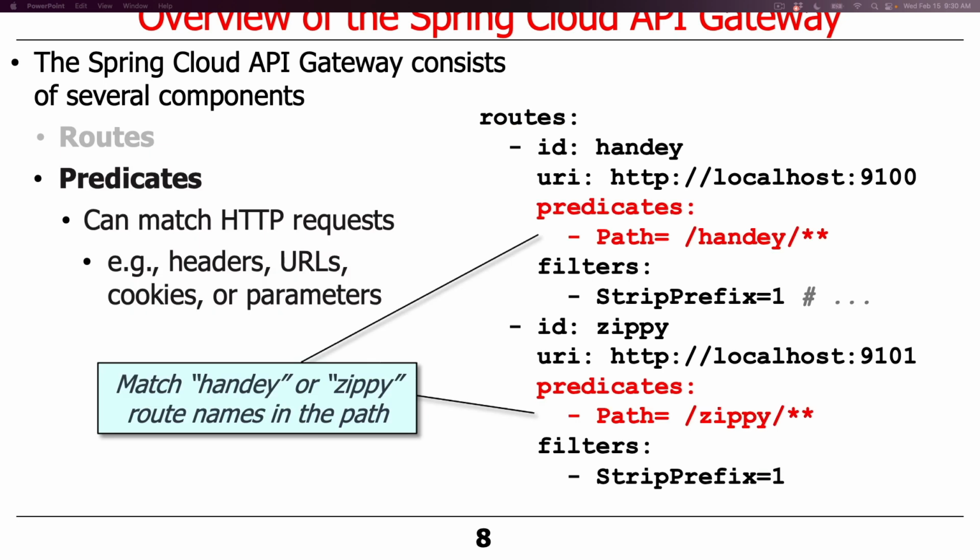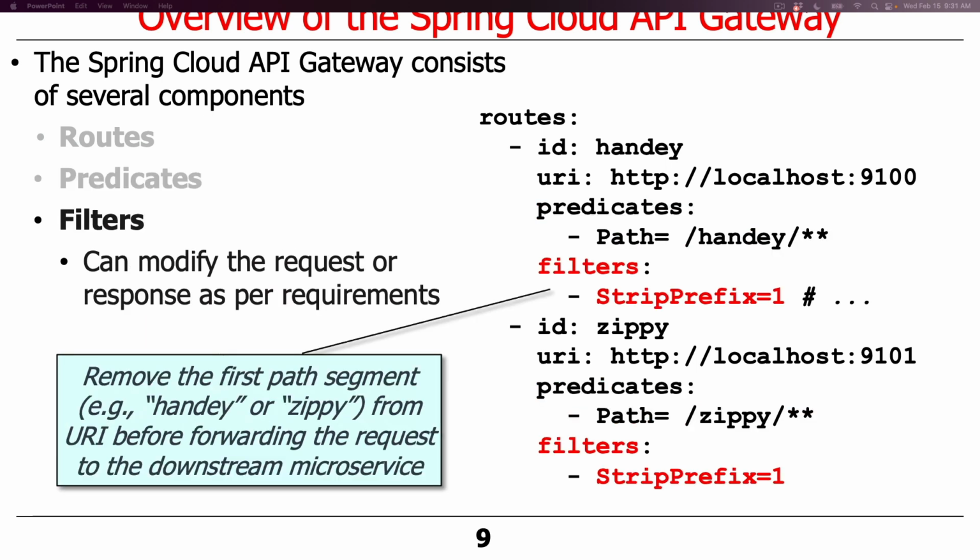Predicates are used to match the incoming HTTP requests. You can match all kinds of different things. In this case, we're just matching on the path portion of the URL. So this will match handy or zippy route names in a path. So that's how we specify the predicates.